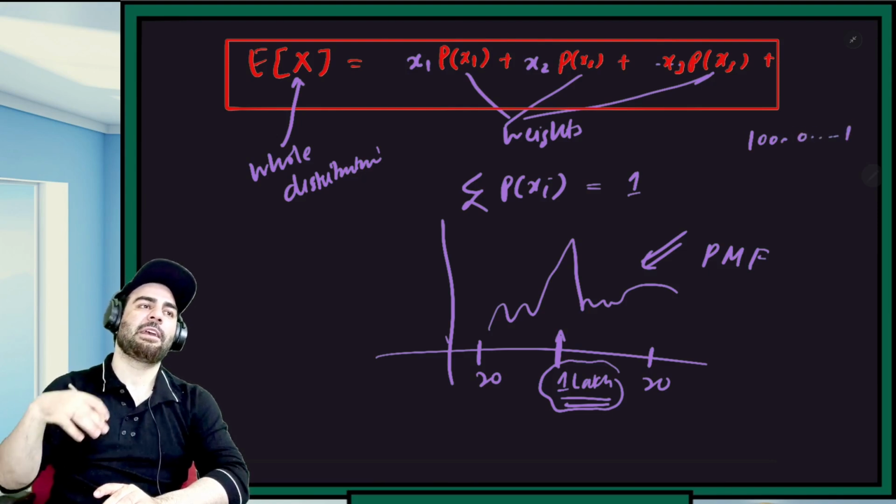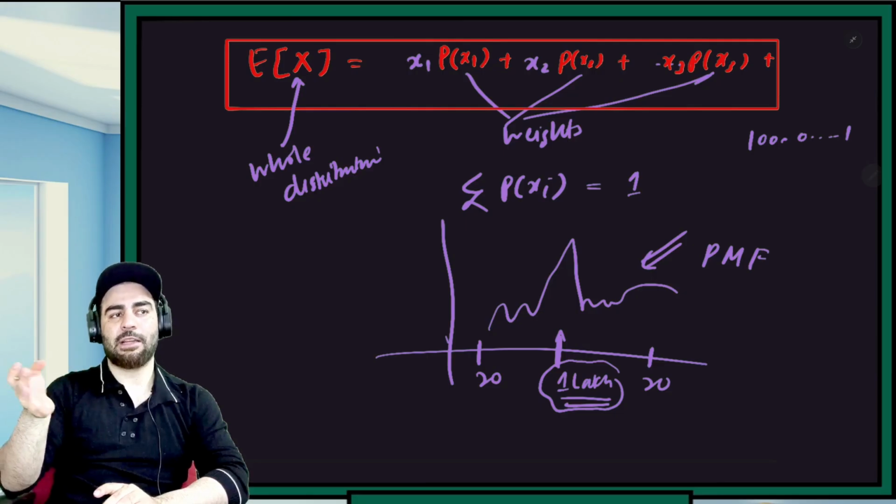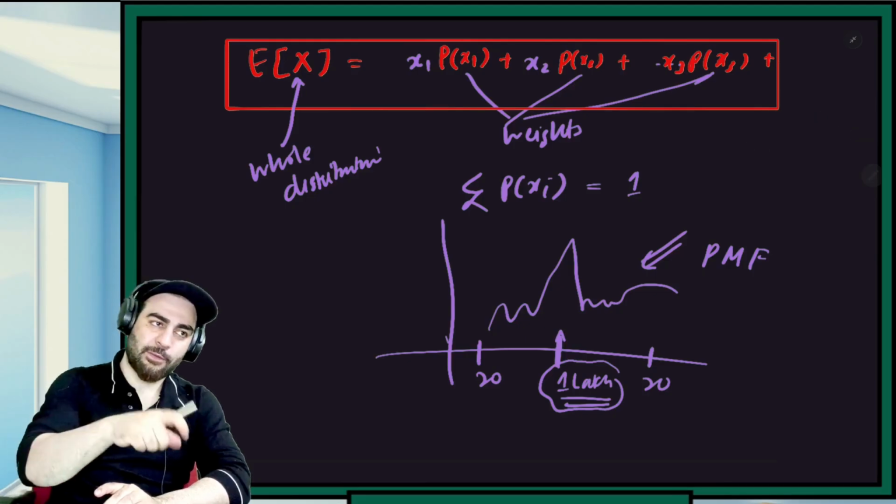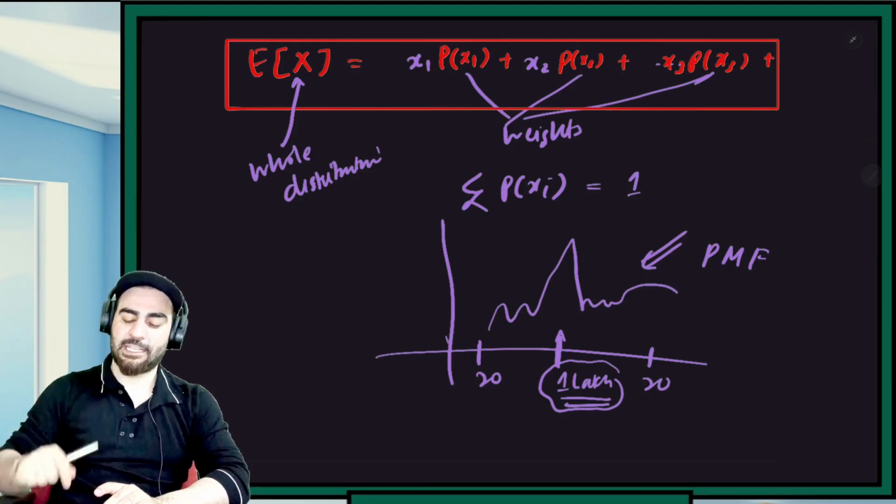So an outlier will occur very rarely, or its frequency will be very low. Because of that frequency, it will have a very low probability. Its weight will be very low, so it will not bring the expectation high or low.